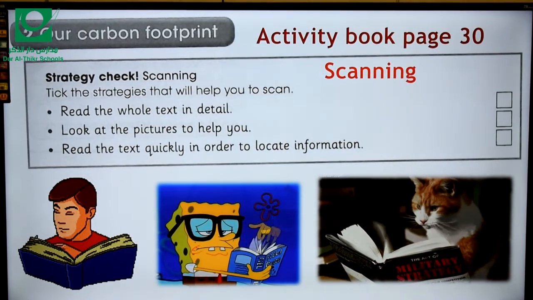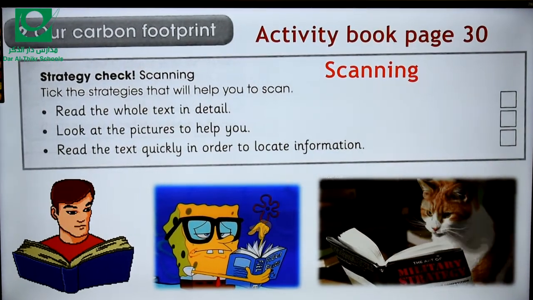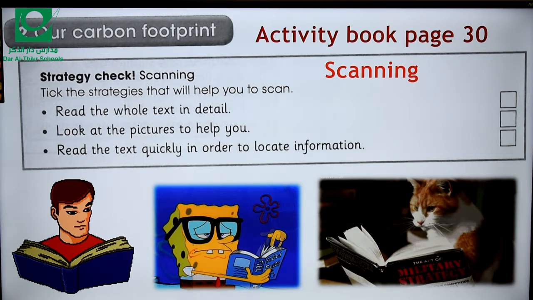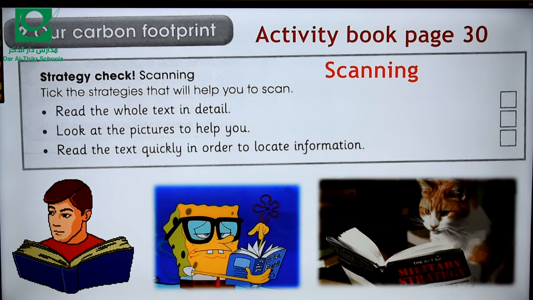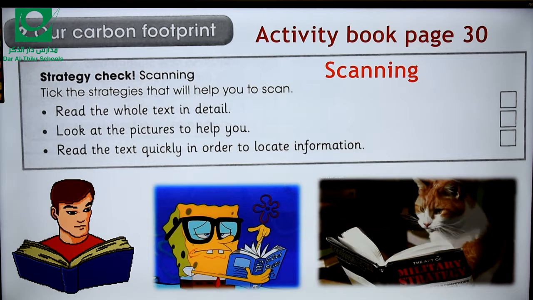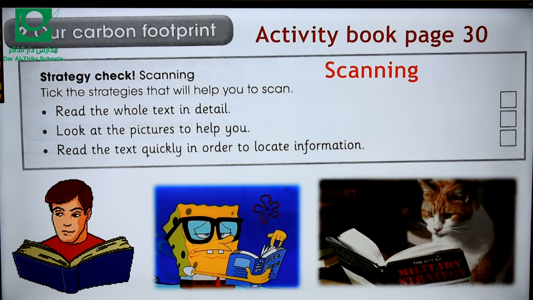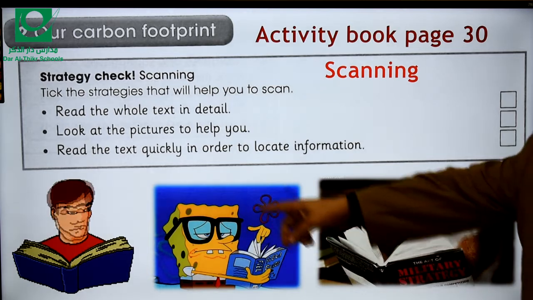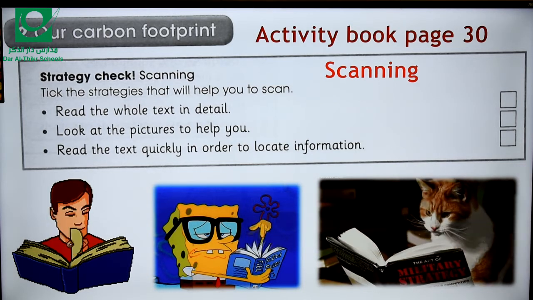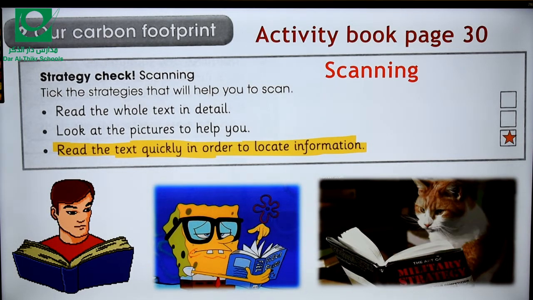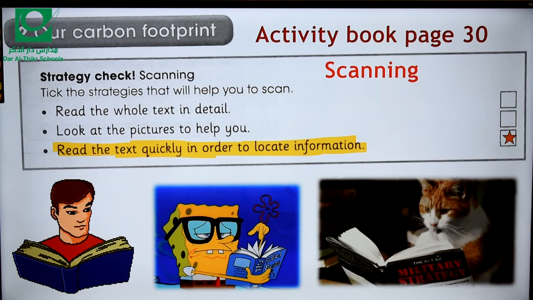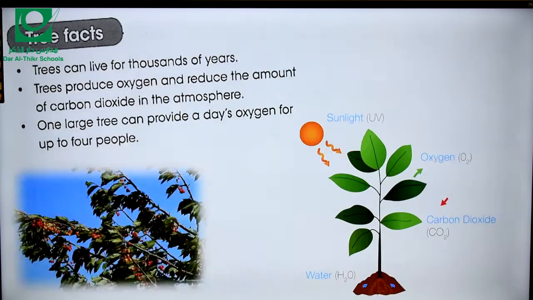Now, in your activity book, page 30, I want you to answer this. Take this strategy that will help you to scan. Read the whole text. Look at the pictures. Read the text quickly. Which one? Look at this scan. It's scanning. Look at that one, it is scanning. All of them are scanning. Alright? So the answer is yes. Read the text quickly in order to locate information, and this is scanning.